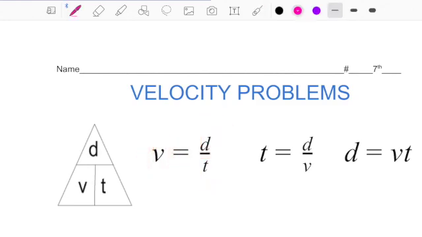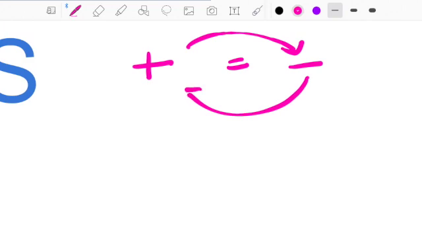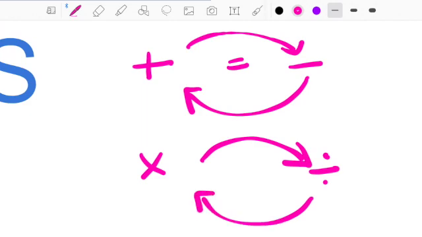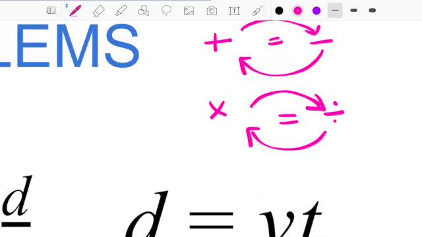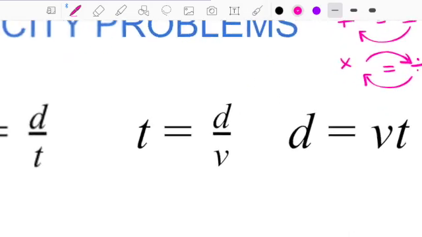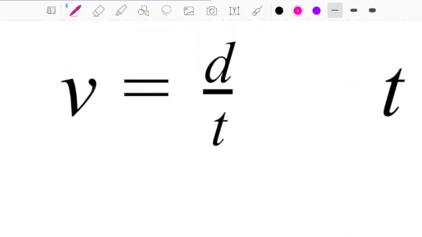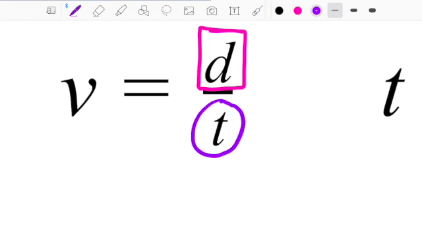Okay? For that, you need to remember the most important rules for clearing them, which will be if you are adding, you'll pass it to the other side of the equal sign, subtracting, and the other way around. If you are multiplying, you pass it to the other side, dividing, and the other way around. We're focusing only on these 2 rules. Now, we have velocity equals distance divided by time. But let's say I want to find distance. So if I want to find distance, I know that time is being divided. Distance divided by time. So what will I do?